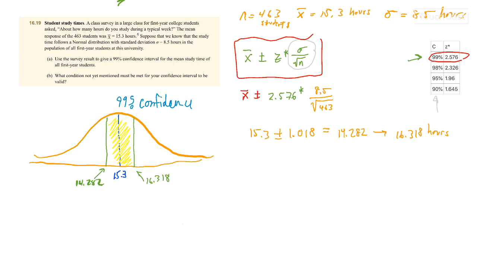Now, the second part of this question asks, what condition not yet mentioned must be met for your confidence interval to be valid? This is a slightly tricky question because you're probably thinking you have to calculate something, but they're just asking for the condition that the 463 students, the sample we've chosen, has to be a random sample of all of the first-year students at the university. Otherwise, it doesn't satisfy the conditions of inference that we're talking about.